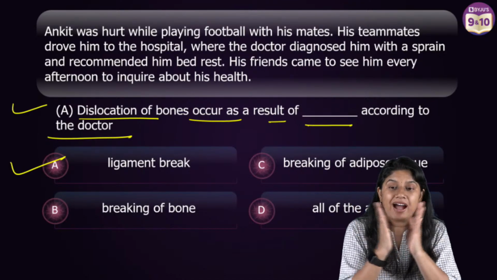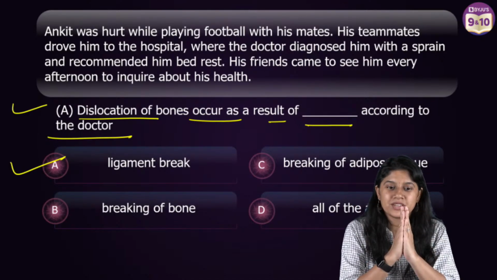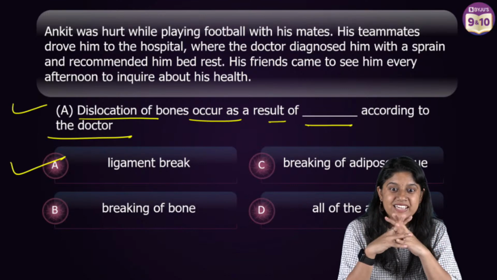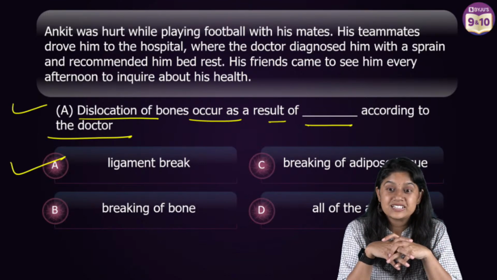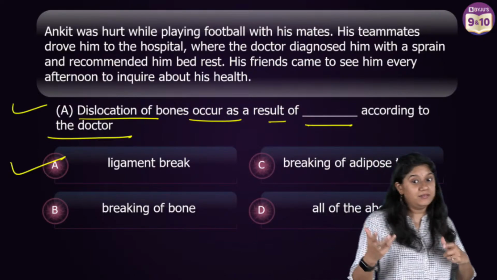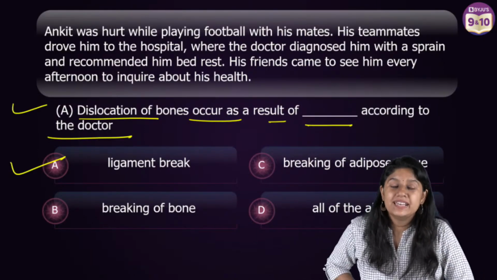Jaldi batao. Now, I really want to check this knowledge. What is the main difference between tendon and ligament? Ligament and tendon. Yes, bone to muscle. When we have the connection from bone to muscle, it is a tendon; bone to bone is a ligament.